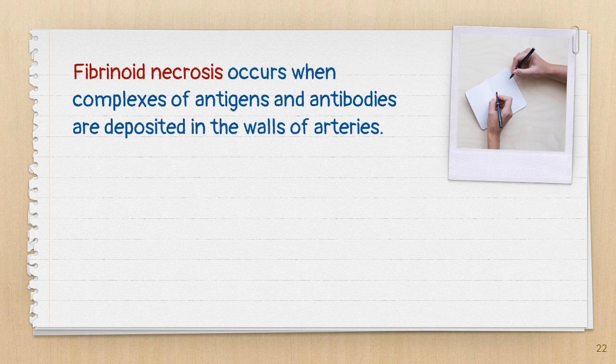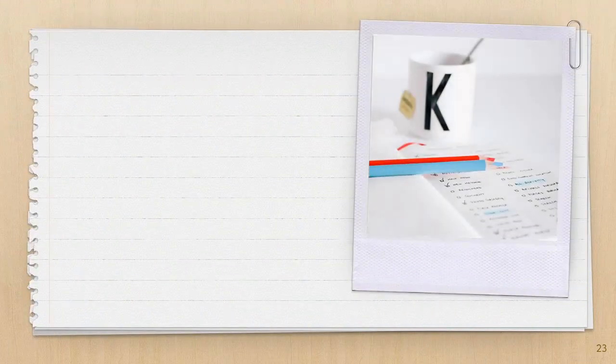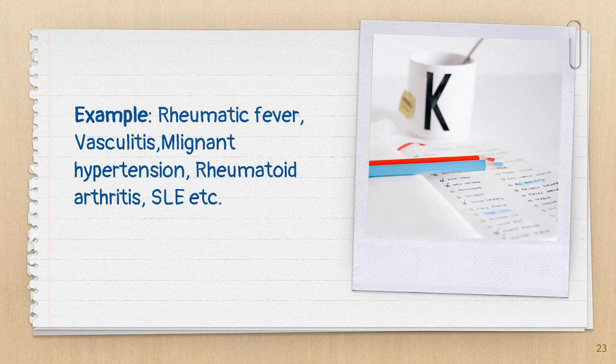This pattern of necrosis typically occurs when complexes of antigens and antibodies are deposited in the wall of the artery. These immune complex depositions come together with fibrin that leaks out of the vessels and ultimately result in a bright pink, amorphous appearance in hematoxylin and eosin stains, and this is called fibrinoid, or fibrin-like. So this is all about fibrinoid necrosis. Here are some examples: rheumatic fever, vasculitis, malignant hypertension, rheumatoid arthritis, SLE or systemic lupus erythematosus, etc.